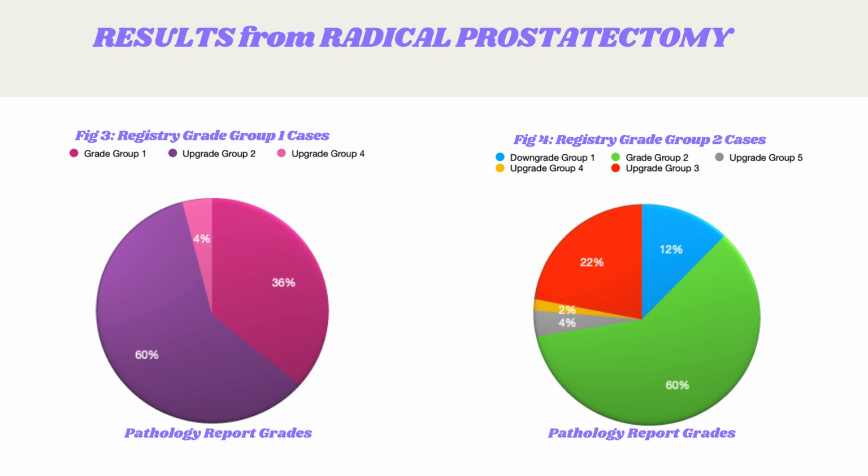And also the same here, as you can see for grade group 2 from the cancer registry and the outside pathology report, 60% will be matched for grade group 2, and 12% will be downgraded to grade group 1. Meanwhile, 22% of the data will be upgraded to grade group 3. 2% will be upgraded to grade group 4, and 4% will be upgraded to grade group 5. So we can see that all of these data are not properly matched with each other.